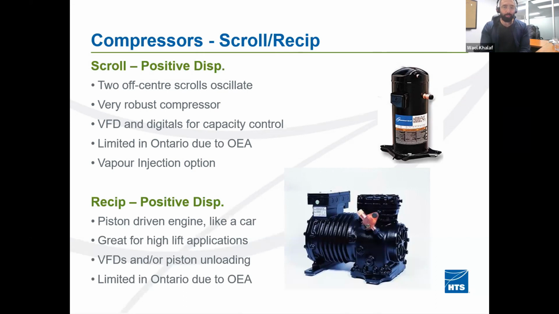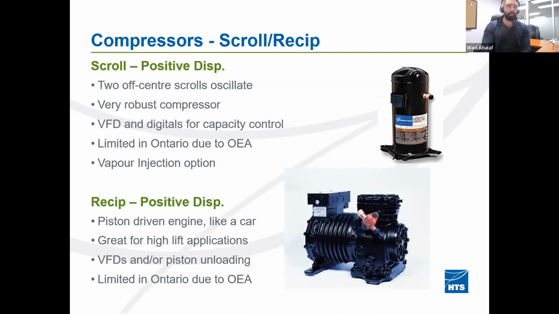If we start with probably the most popular and most commonly used one, it is the scroll compressor. It is a positive displacement compressor, and I'm not going to get into exactly how it works, but a very short definition is basically two off-center scrolls that oscillate against each other. So it is a very robust compressor. We use it very, very frequently. And then we generally have two different methods of controlling capacity: a VFD, to slow down the compressor, or a digital scroll, where you can unload the head of the compressor to modulate for capacity.